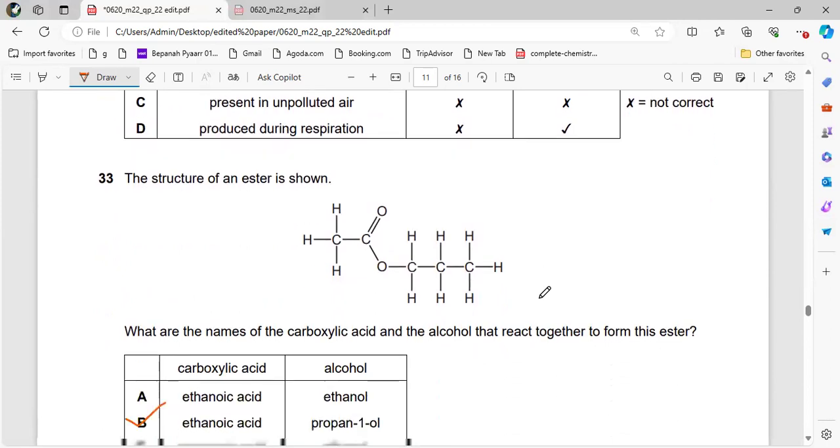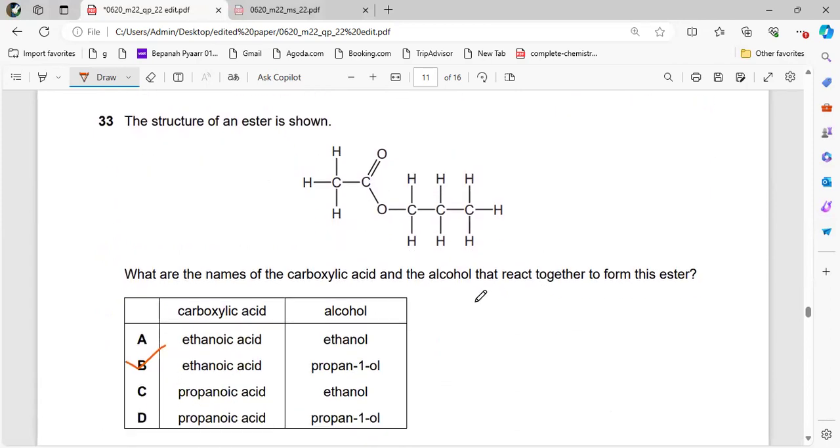The structure of an ester is shown. What are the names of the carboxylic acid and the alcohol that react together to form the ester? So here you can see after oxygen, we have this part, which has three carbon atoms. And this part comes from alcohol. Okay, so we have these three carbon atoms. So it will be propanol. Okay, alcohol is propanol. And this part, here we have to consider this carbon also and this carbon also, which comes from carboxylic acid. Okay, so we have two carbon atoms here. It means it is ethanoic acid. So option B is correct here.